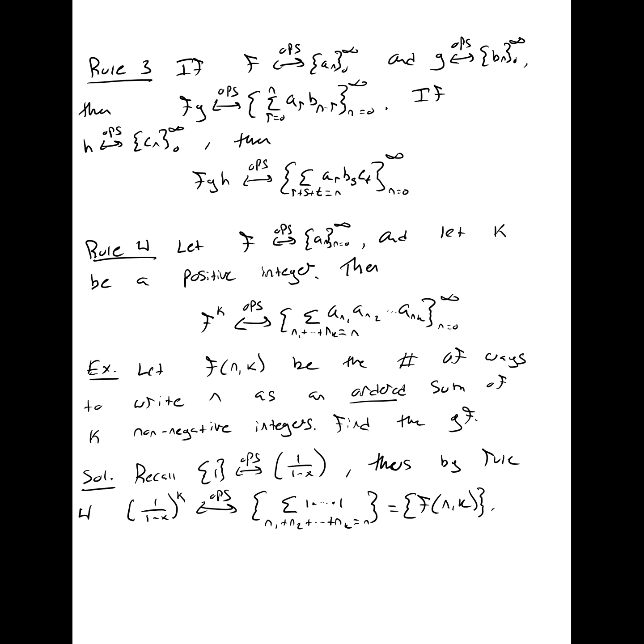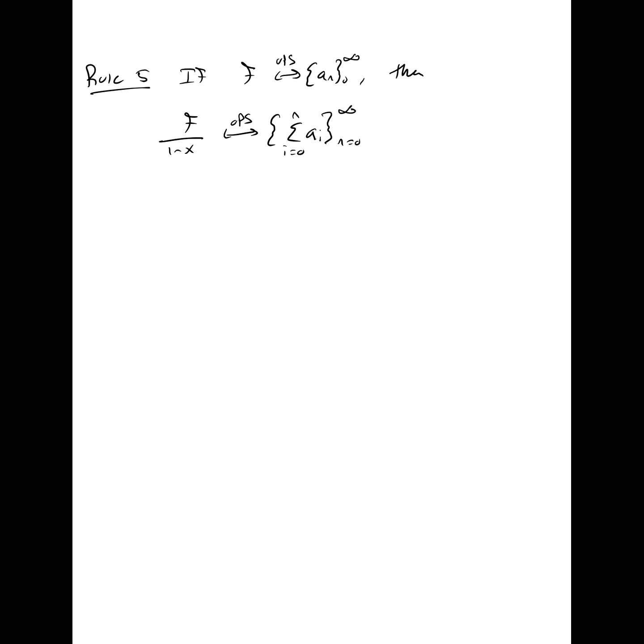So here's the last rule. And, of course, it's Rule 5. We said there were 5 rules. So Rule 5 says this. If f is the ordinary power series for a sub n, 0 to infinity, then taking f and dividing it by 1 minus x is the ordinary power series for really the partial sums of this sequence. The partial sums, where n is ranging from 0 to infinity, which is super neat.